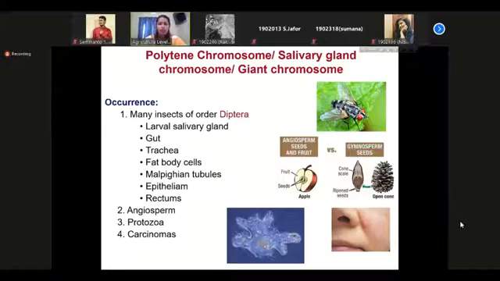These types are the protozoa. They do not have special structure and not a well organized nucleus. They have the giant chromosome. Okay.